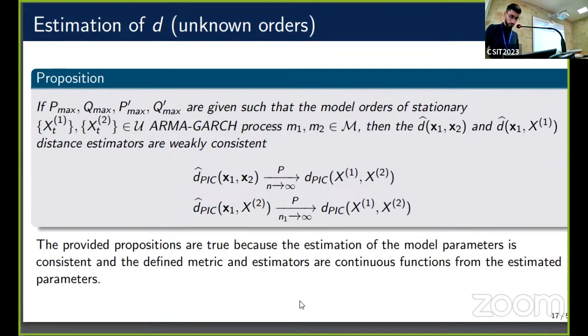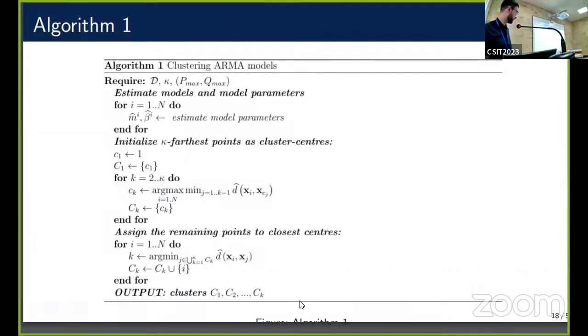And if the orders are not known, but we know the upper limits of the orders of the X, X1 and X2 processes, we can use a big penalization, and we have the weak convergence. So the algorithm is very simple, which is used in many other papers. It's just k farthest points initialization.